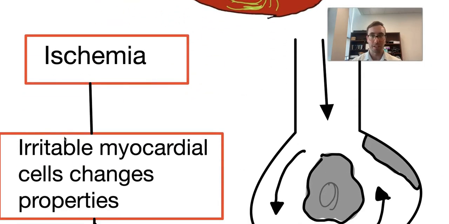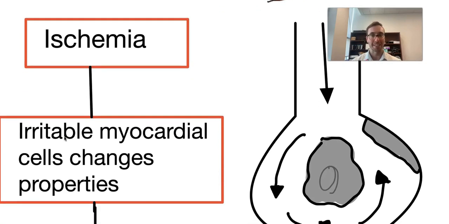And again, usually atrial flutter is caused by ischemia. This leads to irritable myocardial cells, which overall changes their properties, and this leads to the reentry circuit, especially if you get a premature atrial contraction that conducts at the right time, and then it gets caught in that reentry pattern going in a counterclockwise fashion, which subsequently manifests on the 12-lead as a sawtooth pattern.